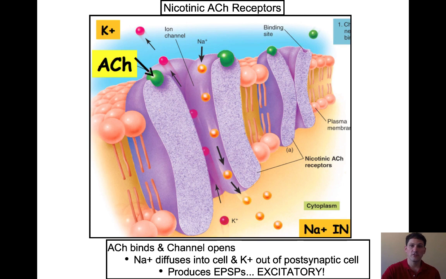With our nicotinic receptors, then again, this is just another zoomed in and cleaned up version of that image. So our acetylcholine binds to these channels, sodium diffuses in, potassium diffuses out, but the overall effect is making the cell more positive and bringing it to threshold.